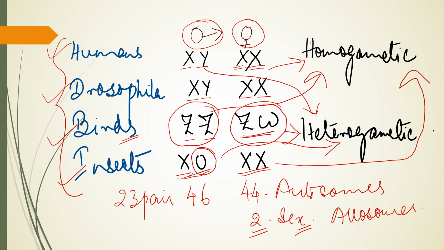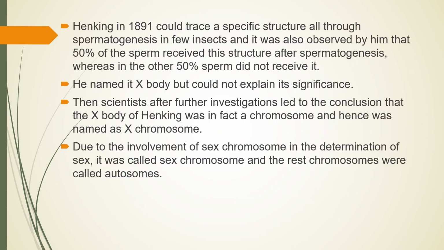Now we will move on to how it was discovered and who the scientist was who discovered all these things. So let's move on. Henking in 1891 could trace a specific structure all through the spermatogenesis in a few insects. What is spermatogenesis? You know that the formation of sperm in an organism is called spermatogenesis. When he observed it, he found that 50% of the sperm received this structure after spermatogenesis, whereas the other 50% did not receive this structure.